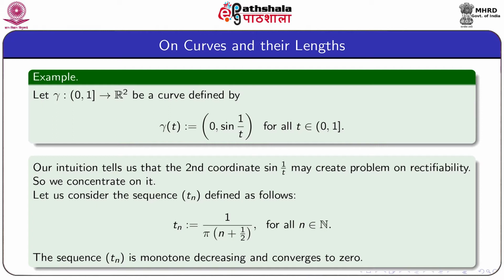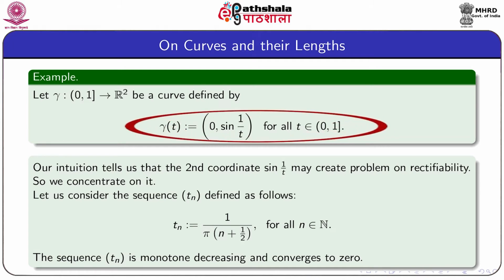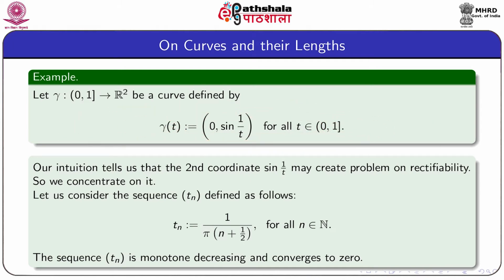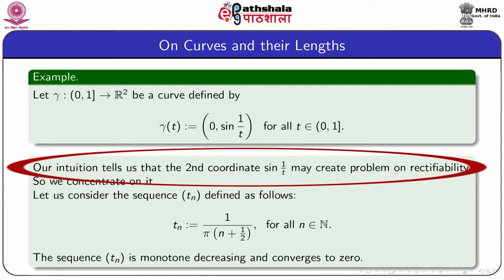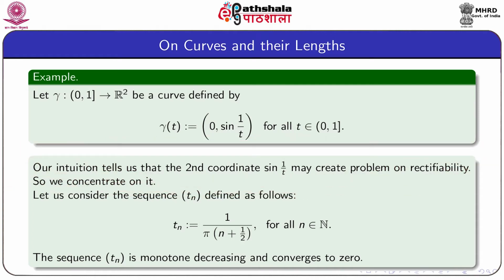Now one example showing a non-rectifiable curve. Let gamma from the interval (0, 1] to R^2 be a curve defined by gamma(t) equal to the ordered pair (0, sine(1/t)) for every t belonging to the semi-open, semi-closed interval with left endpoint 0 and right endpoint 1, which is closed at the right side. Our intuition tells us that the second coordinate sin(1/t) may create a problem on rectifiability. So let us concentrate on this.